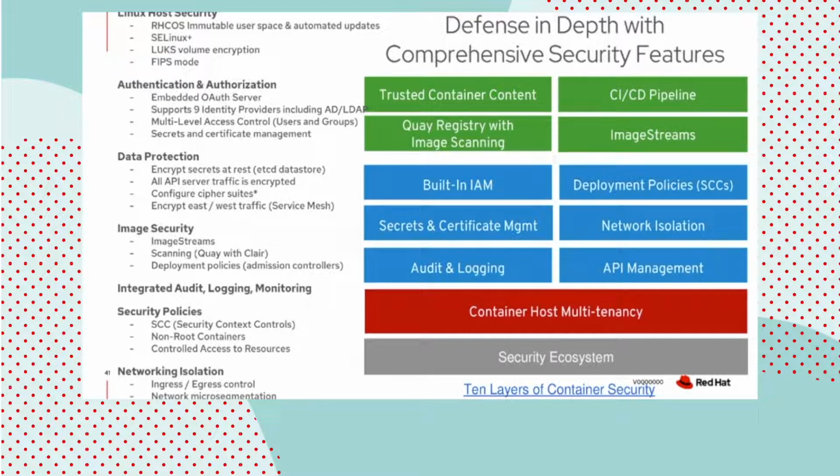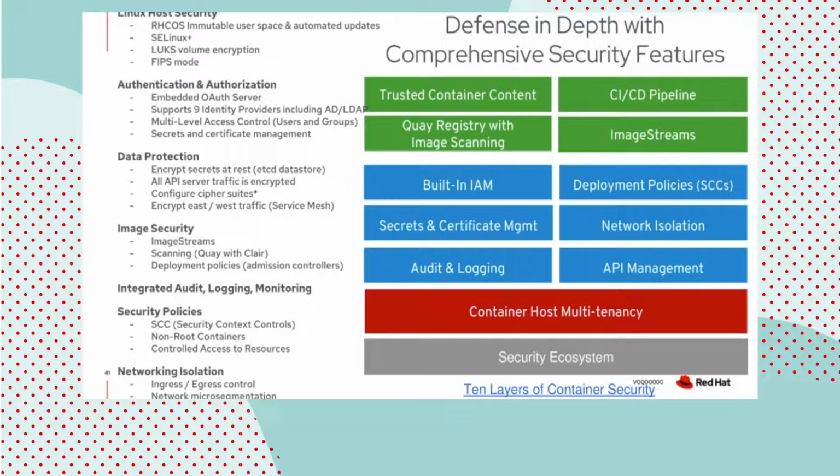So Linux is secure because we run on RHEL Core OS that supports things like FIPS mode. The control plane offers an OAuth server, and also supports integration with external IDPs. Our data is protected at rest and in motion. The images that you deploy to OpenShift are secure. We use things like Clair for scanning images. Obviously, we have integrated auditing, logging, and monitoring with the EFK stack. We have security policies with security context constraints and whatnot.